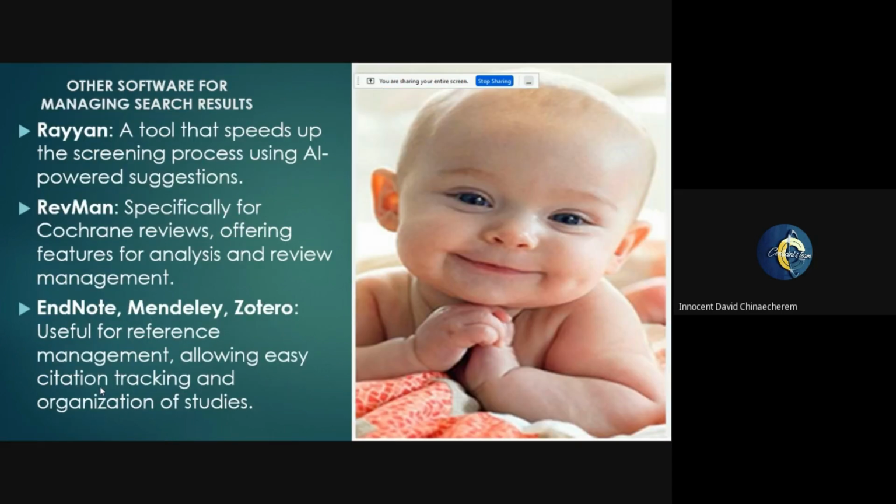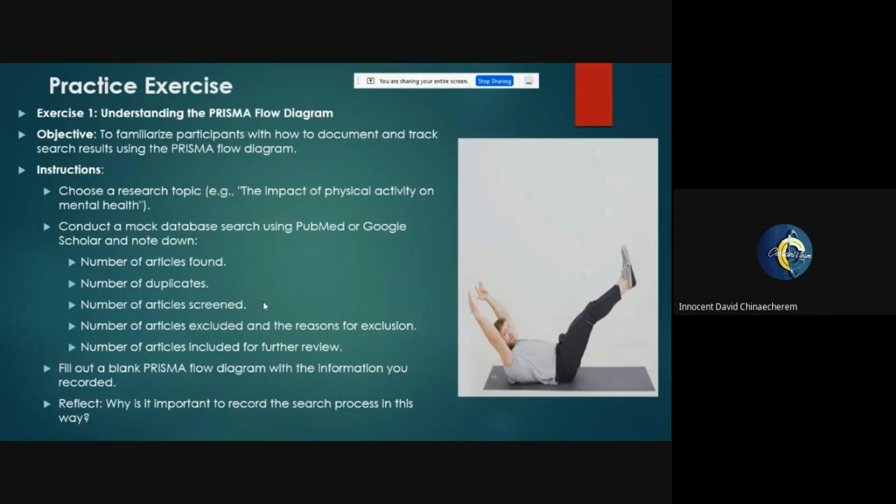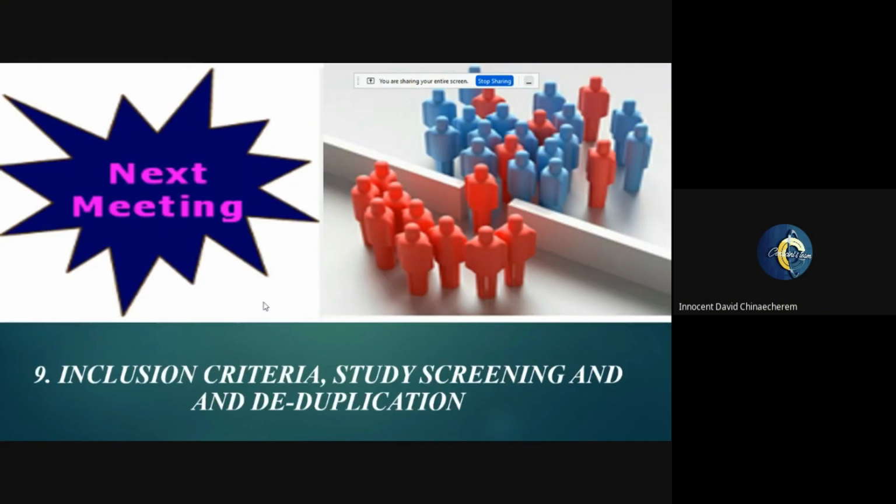Other software are Rayyan, which is similar to Covidence, and we've got RevMan, EndNote, and Mendeley, right? Used for managing our references. So it's a pleasure to have each and every one of you. And on to our very next meeting, when we'll be looking at inclusion criteria, study screening, and deduplication. Thank you very much.